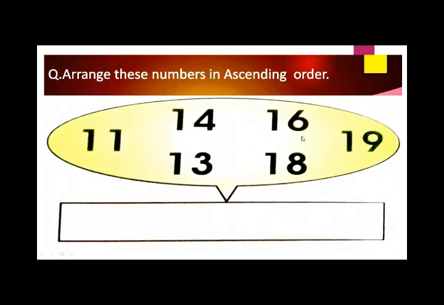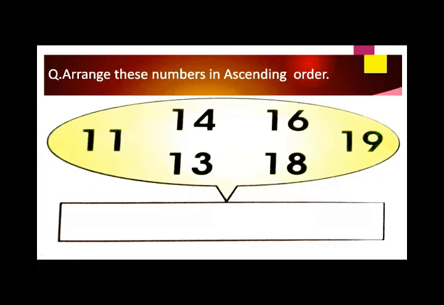So first we identify which number is smaller. The tens are the same in all of them, 1, 1, 1, 1. So all the tens are the same. So we look at the unit place. 11 is the smaller number.